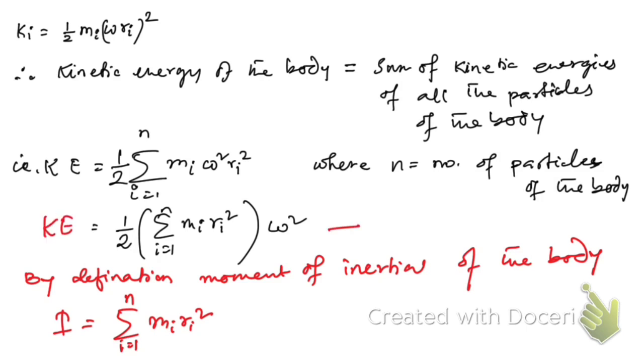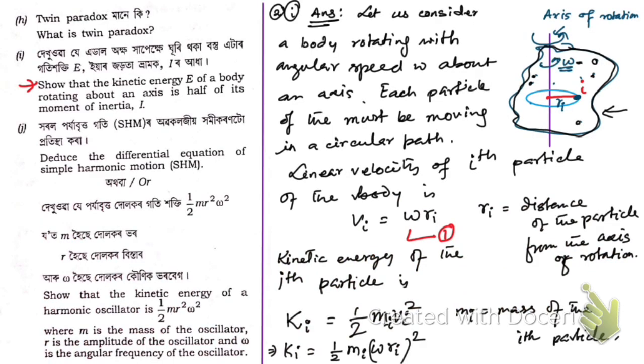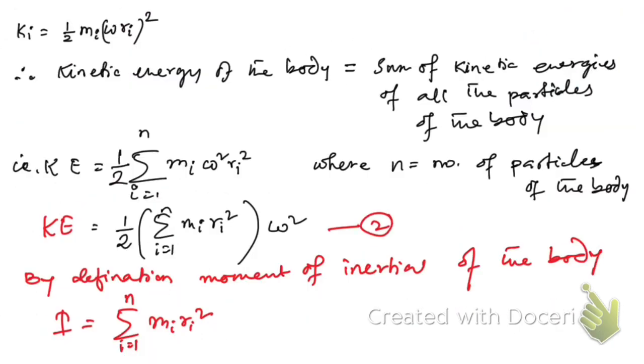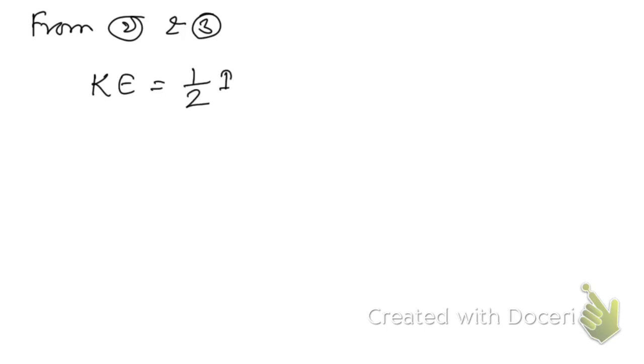Okay, so this is the kinetic energy. So this is suppose equation number... what was the last equation number? 1. So let me take this as 2 and this as 3. From 2 and 3, let me go to the new slide. So here you see we can replace this part by I, right? So from 2 and 3 we get kinetic energy is equal to half I omega square. That's what we have got.